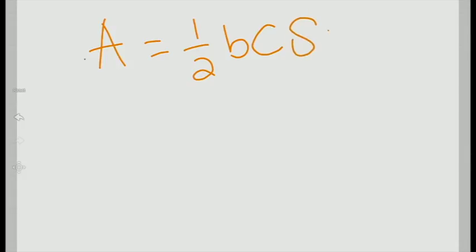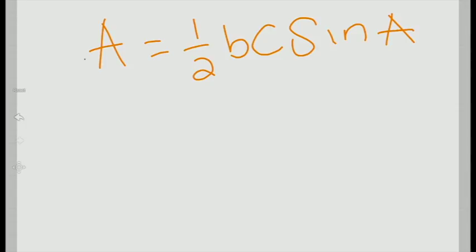Now let's work on some examples. So we say that the area of a triangle is half BC sine A. So if you're using an angle, then the sides you're going to use are the other sides, not the one opposite the angle you have. Let's look at some examples.